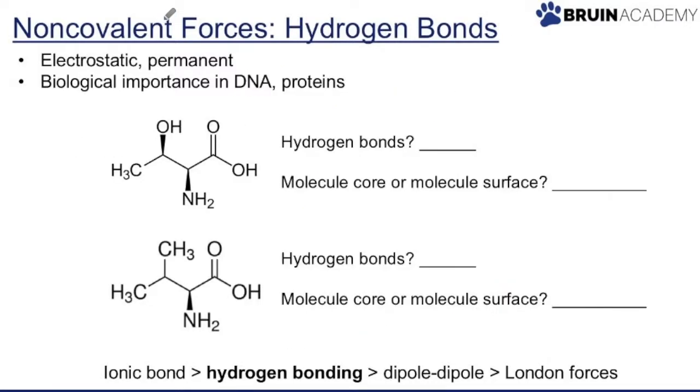In hydrogen bonds, we also see them, as I mentioned, in proteins. So let's take a look at these amino acids here. Here I have threonine, and here I have valine.